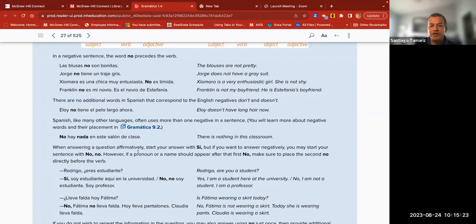When answering a question affirmatively, start your answer with sí. But if you want to answer negatively, you may start your answer or your sentence with no, comma, no. So you can say no. For example, do you speak French? I would say in English, no, comma, I don't speak French. In Spanish, we say no, comma, no hablo francés. You can use that no twice because the first no equals the no in English, and the next no belongs to the don't. No, don't, or doesn't.